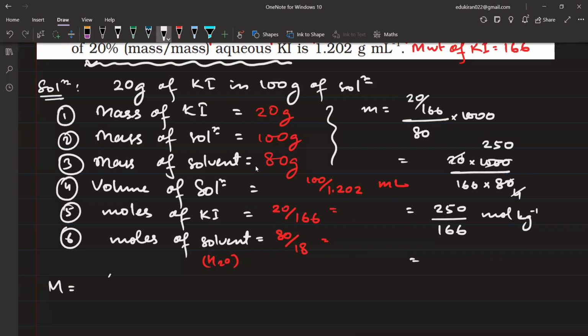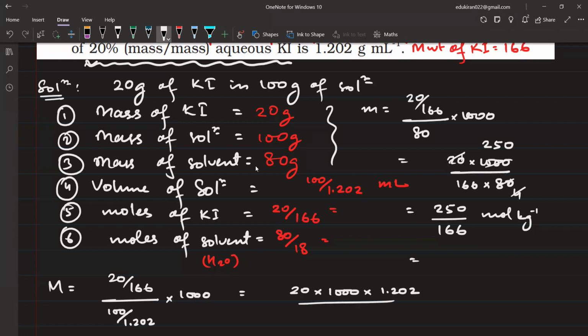Number of moles of solute is 20 upon 166, divided by the volume of solution, which is 100 upon 1.202. This is in ml. Multiply it by 1000 to get liters. So this will be equal to 20 into 1000 into 1.202 divided by 100 into 166. So this will be cancelled.